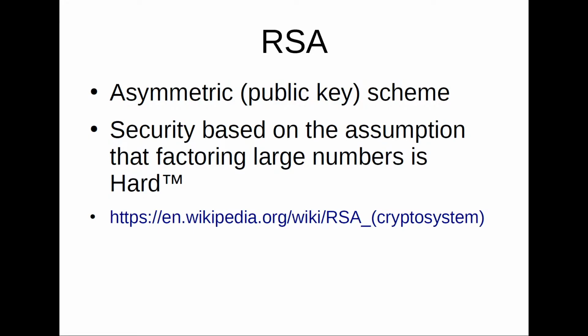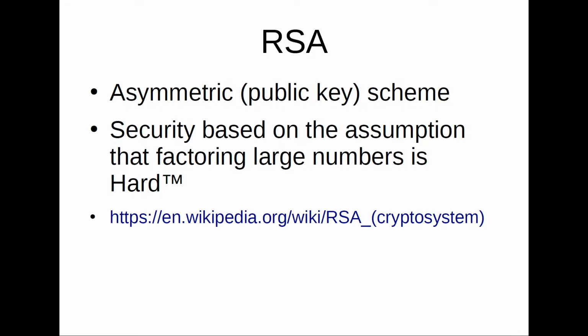So these have all been examples of symmetric ciphers, where a symmetric cipher means that the encryption key and the decryption key are the same. RSA is a popular asymmetric encryption scheme, where that means you have a public key and a private key, and one of the keys is used for encryption and the other is for decryption.